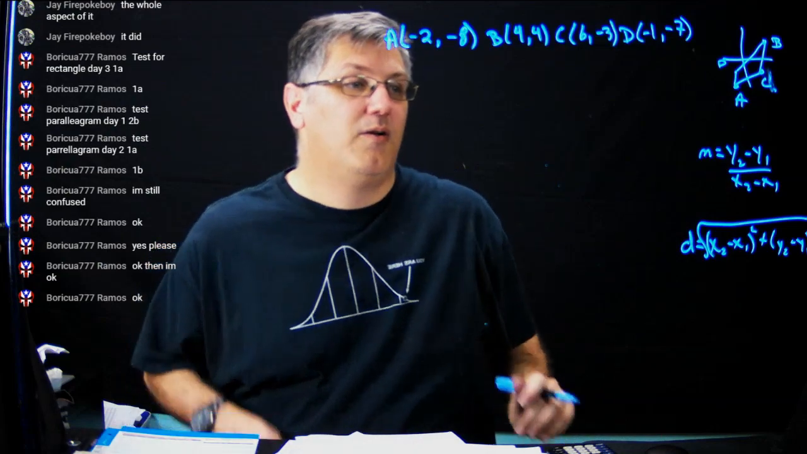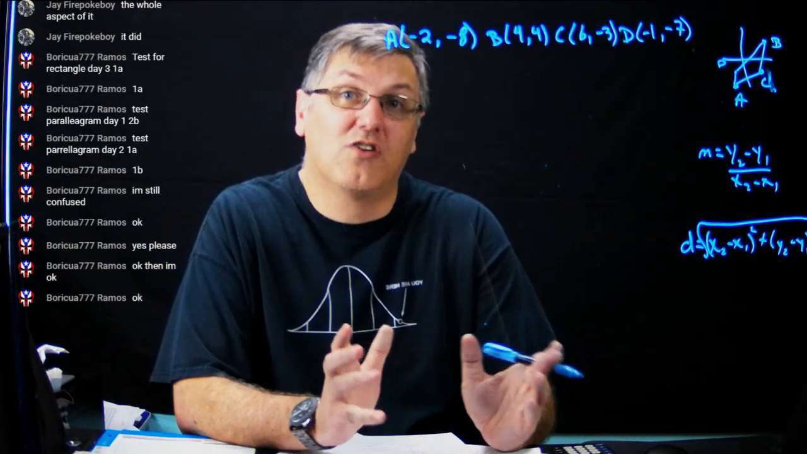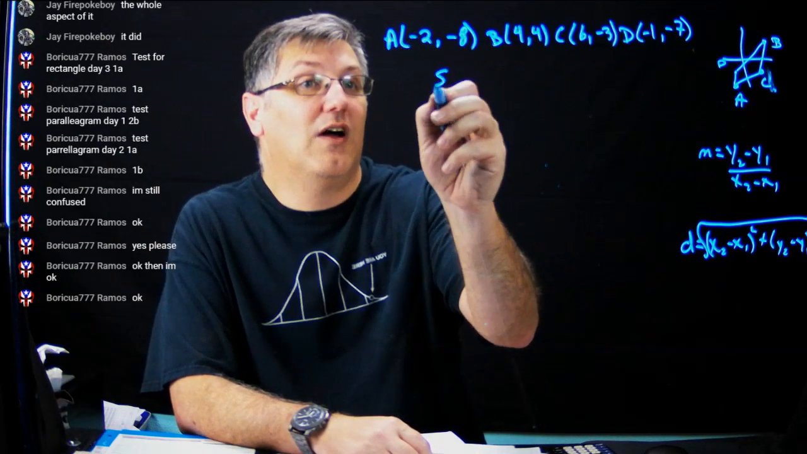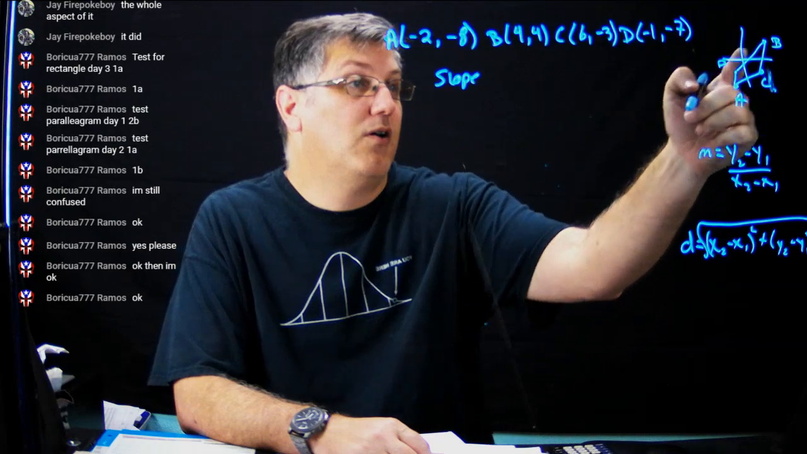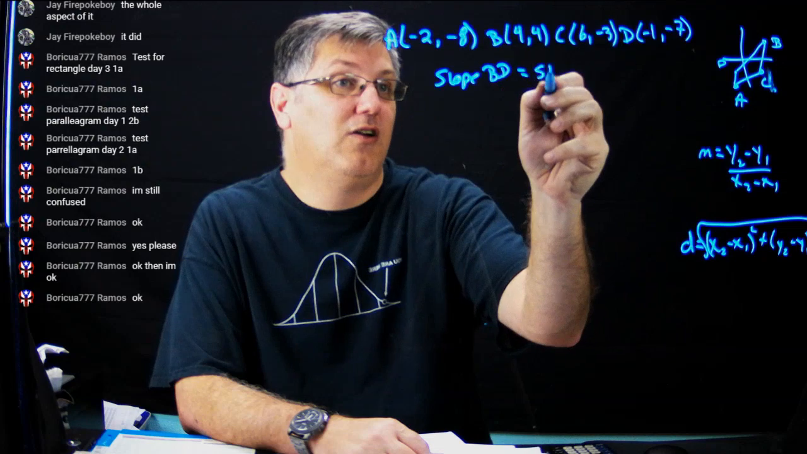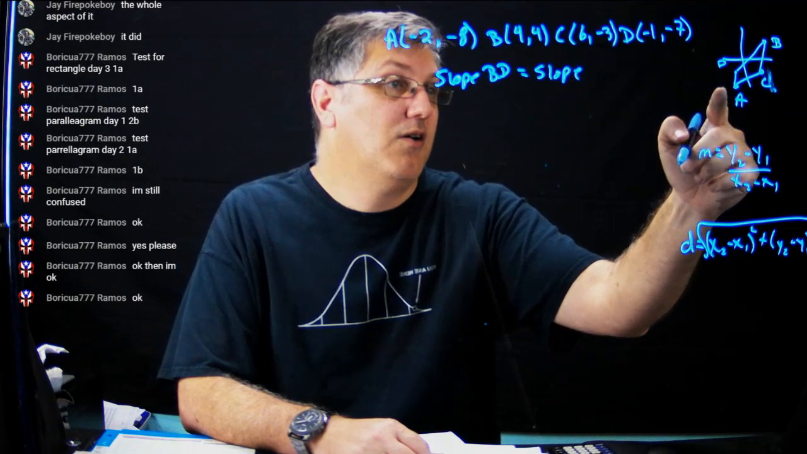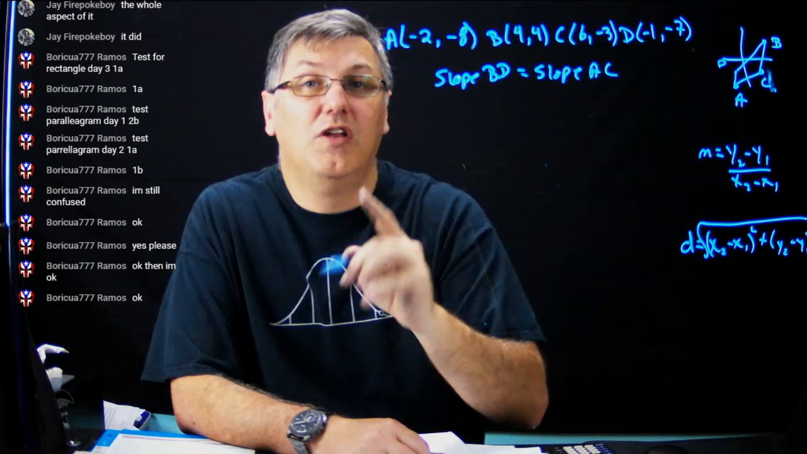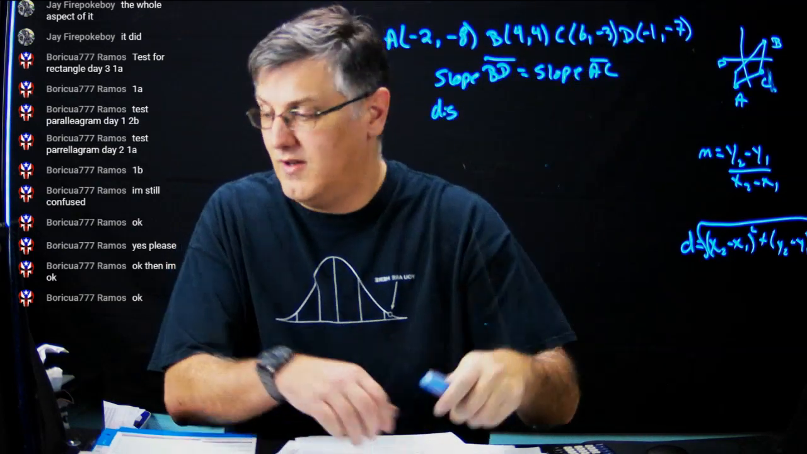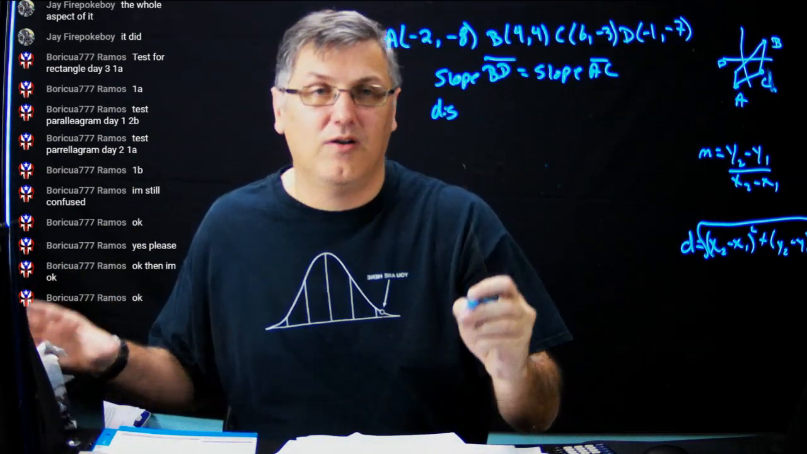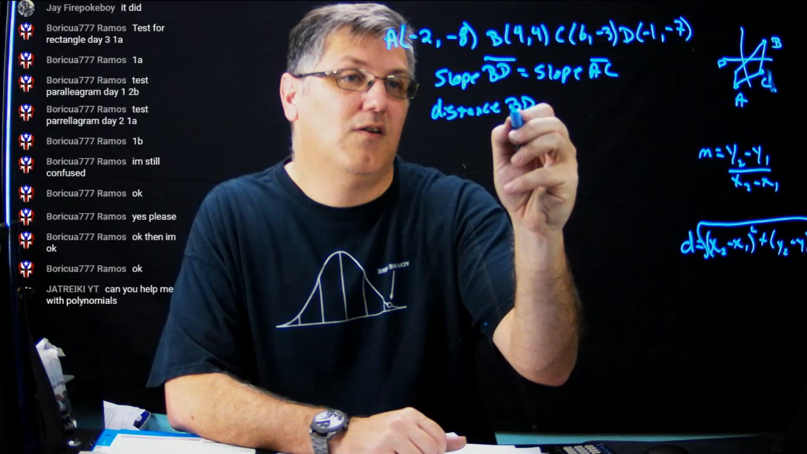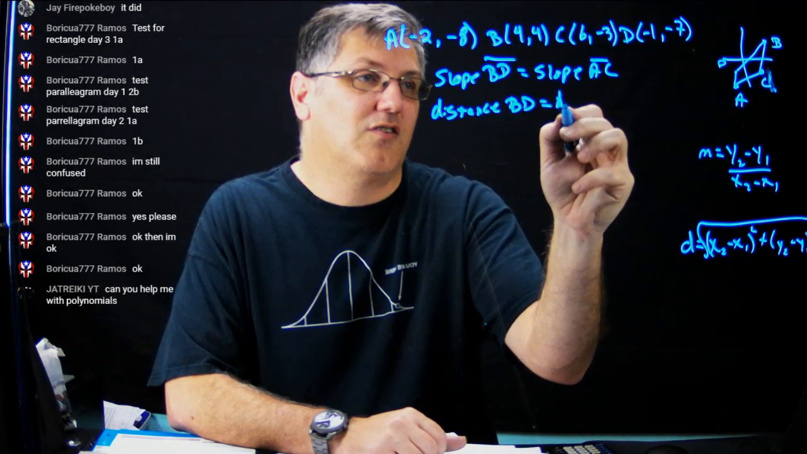All right. So let's do slope first because that's the easy one to calculate. Let's just pick sides. So let's do the slope of BD. The slope of BD is going to have to equal the slope of AC. The other condition is that my distance, these are segments, and I want to write it out anyway, the distance of BD equals the distance of AC.